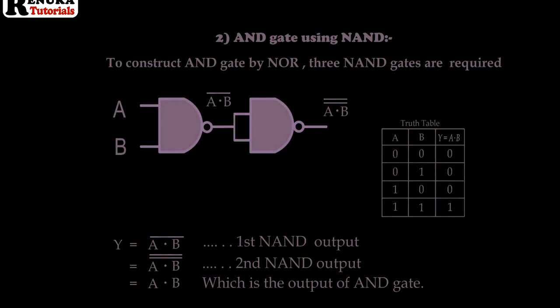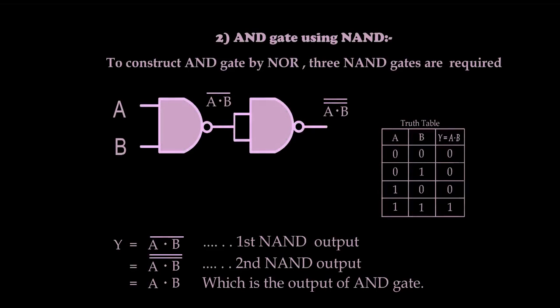Second, we will construct AND gate using NAND gate. To construct AND gate, we require two NAND gates. The inputs are connected to the first NAND gate and we will get the product and its complement at the output. This output is connected to the second NAND gate, which is used here as a NOT gate. So here the complement is removed and the output will be nothing but the product of two inputs. So this gate will behave like an AND gate.